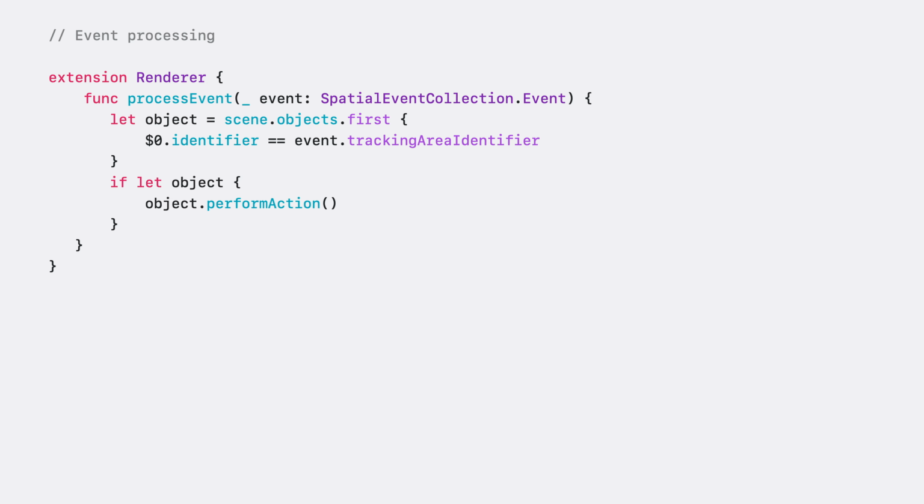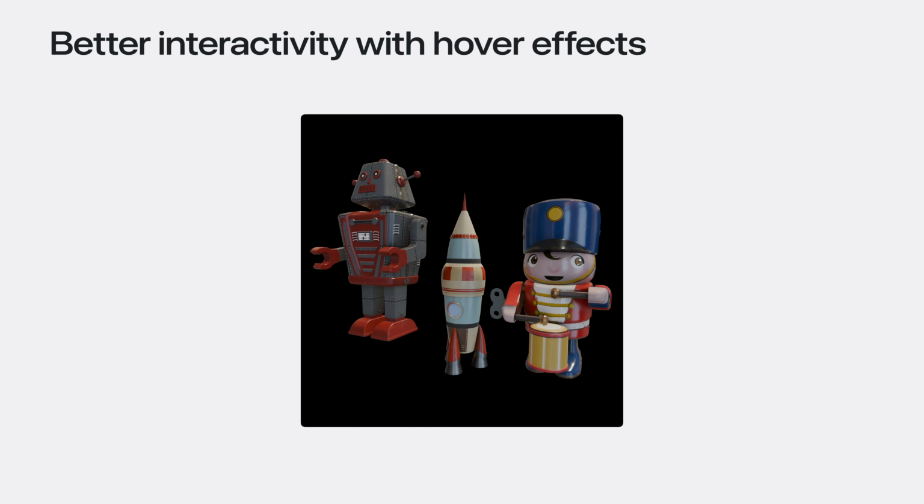Tracking areas also allow your app to handle object interactions in an easier way than before. Spatial events now include a nullable tracking area identifier. I use this identifier to see if it matches any of my scene objects. If I find a target object, I can perform an action on it. I have improved the interactivity of my app with hover effects. The person using my app can clearly see which objects are actionable and which one will be activated when they pinch. And this makes handling input events easier than ever.